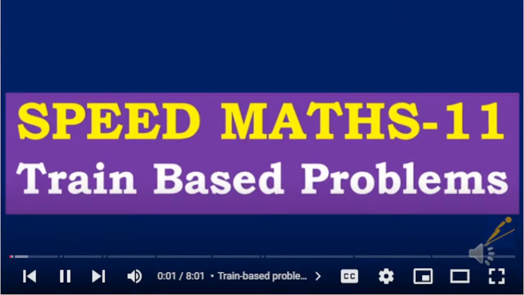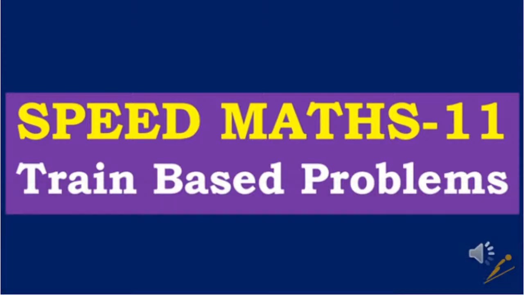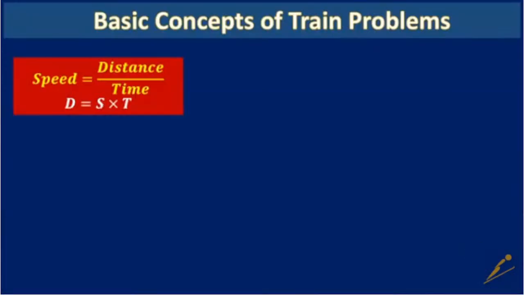Speed Math 11. Train-based problems. Let's look at the basic concepts of train-based problems. The speed of an object describes the distance traveled divided by the time taken to cover the distance. Thus, distance is the product of speed and time.